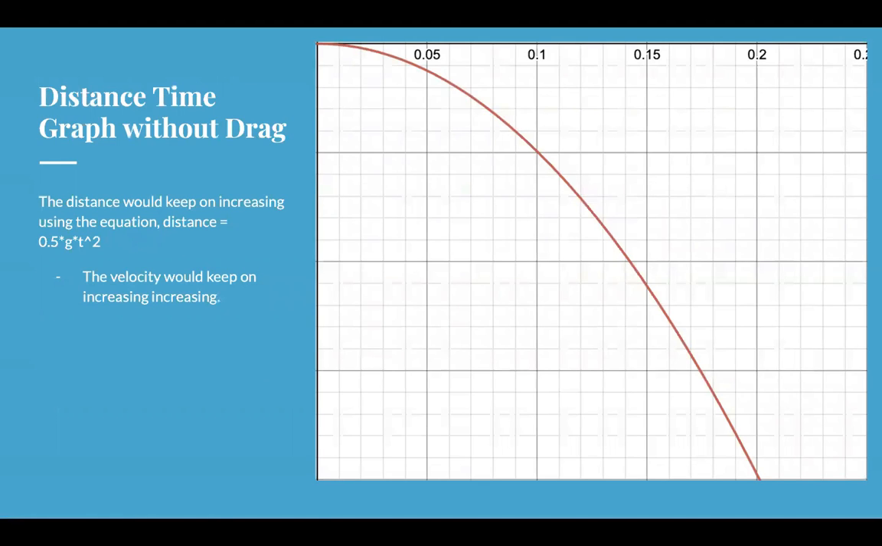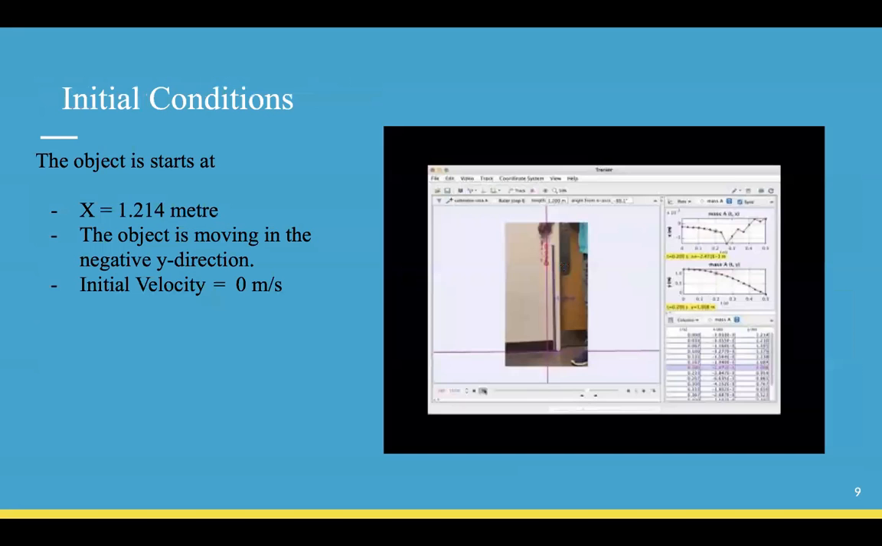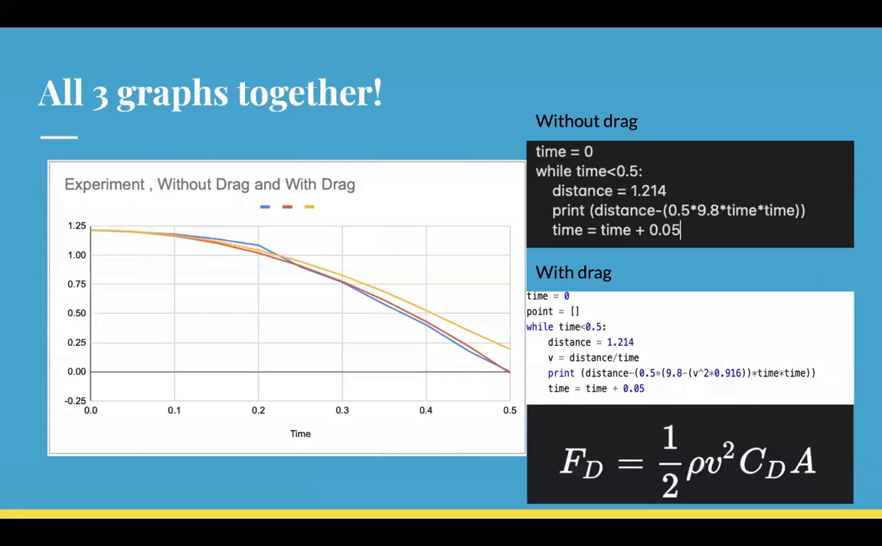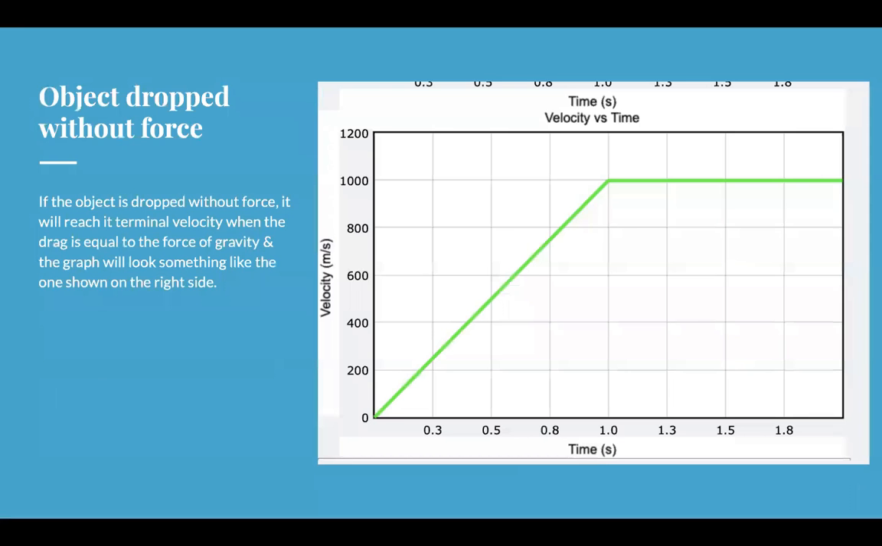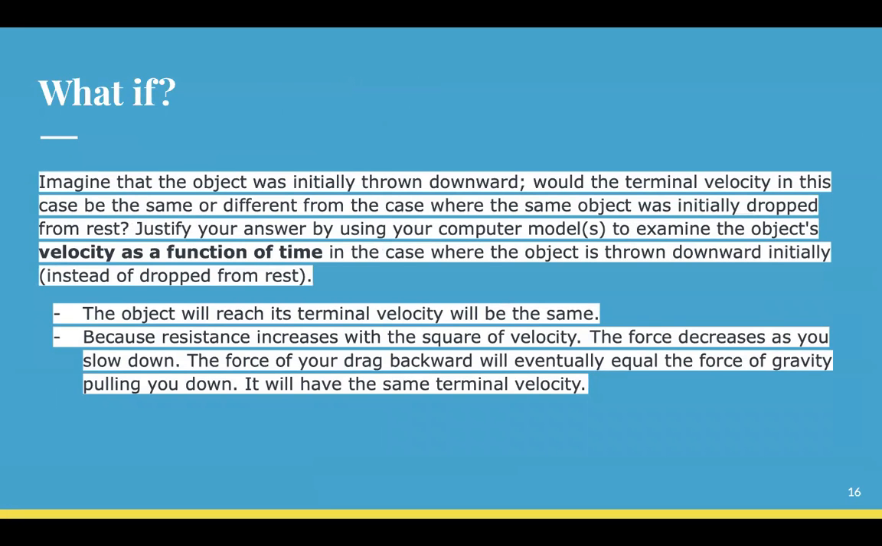These are just the Desmos graphs of the same thing we saw here. And the "what if" question basically asks: if there's a force on the object while throwing it down, will it change the terminal velocity? The answer is no, the terminal velocity is the same, because the drag is directly proportional to the square of velocity. If the velocity is greater, the drag force will also be much greater, which will result in it achieving the same terminal velocity.